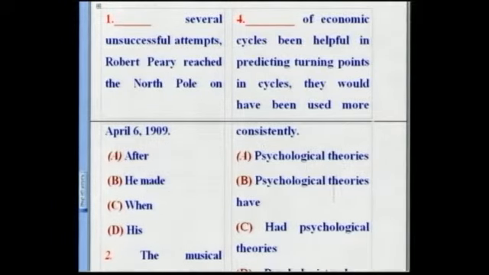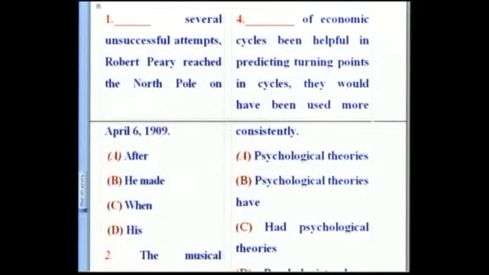Psychological theories have... no. Had psychological theories of economic cycles been. That's the part I want, because I said I have part of the verb, been, and I need the other part and the subject. So: had psychological theories. Of economic isn't important. So: had psychological theories been helpful, comma, they would have been used more.